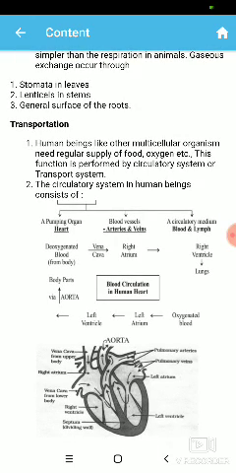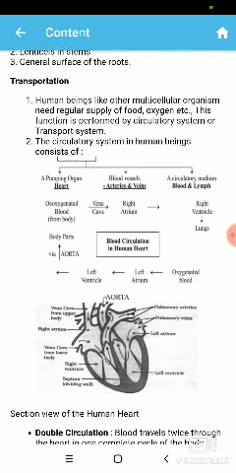Transportation. Now another life process comes, that is transportation. Human beings, like other multicellular organisms, need a regular supply of food, oxygen, etc. This function is performed by the circulatory system or transport system. The circulatory system in human beings consists of a pumping organ, that is the heart, the blood vessels, arteries and veins, and a circulatory medium, that is blood and lymph.